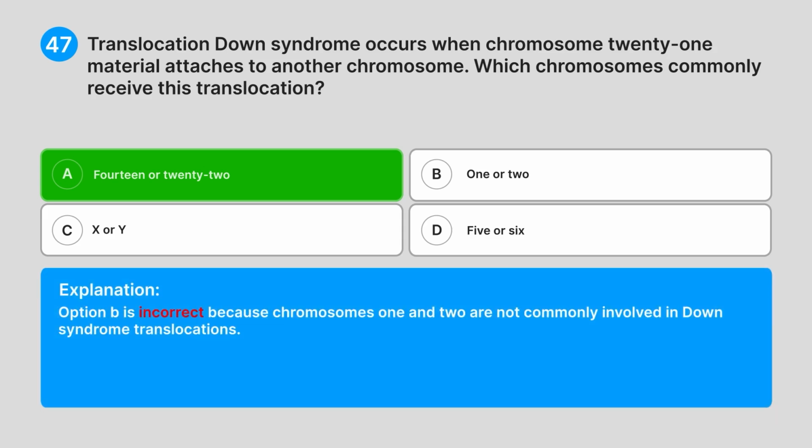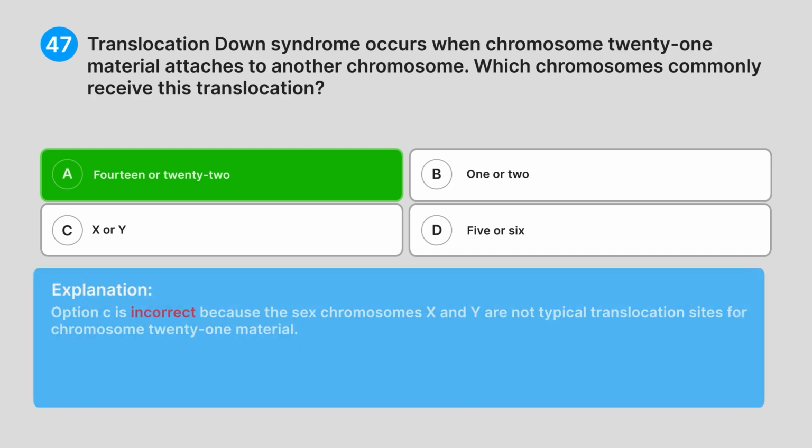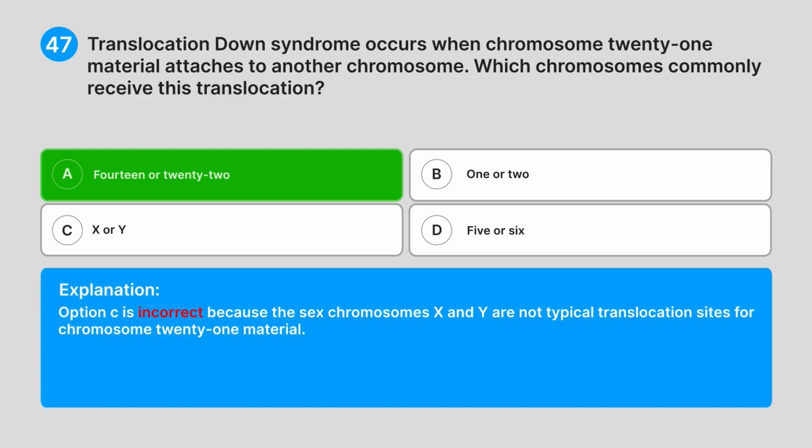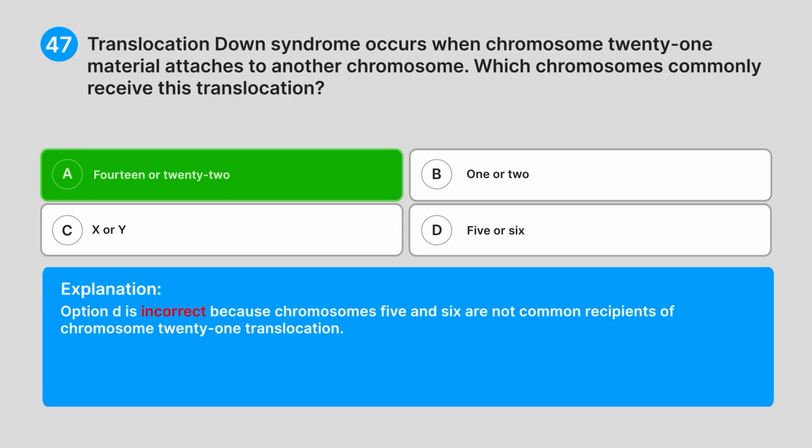Option B is incorrect because chromosomes 1 and 2 are not commonly involved in Down syndrome translocations. Option C is incorrect because the sex chromosomes X and Y are not typical translocation sites for chromosome 21 material. Option D is incorrect because chromosomes 5 and 6 are not common recipients of chromosome 21 translocation.